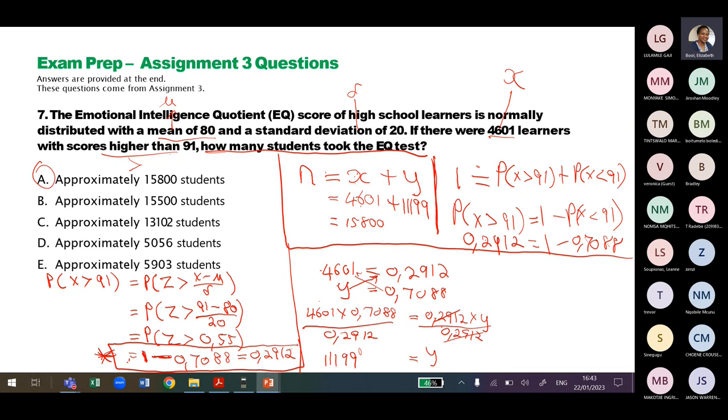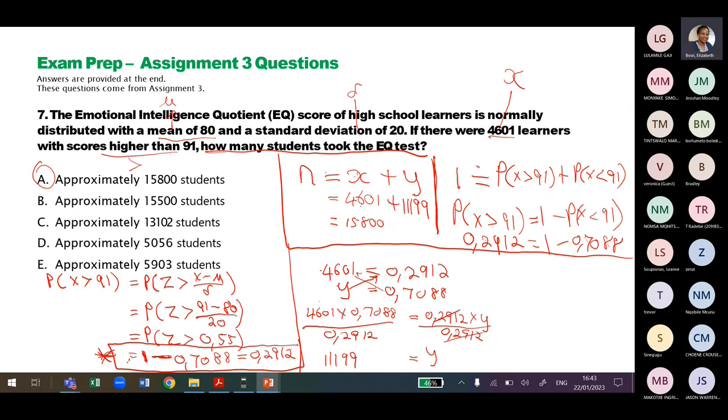In order for us to get rid of 0.2912, we need to divide both sides. Whatever you do on the left, you must do on the right, so that we are left with Y on its own. On the right-hand side, 0.2912 will cancel out, and on the other side we simplify and do the calculation. 4,601 times 0.7088 divided by 0.2912 is equal to 11,199. And these are the number of students who received less than 91.